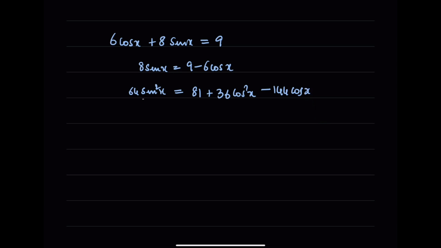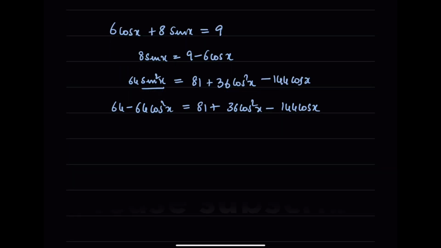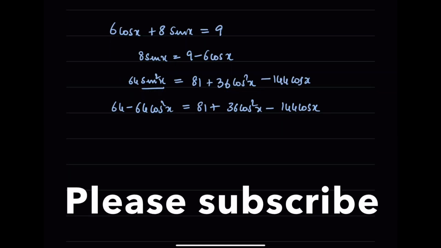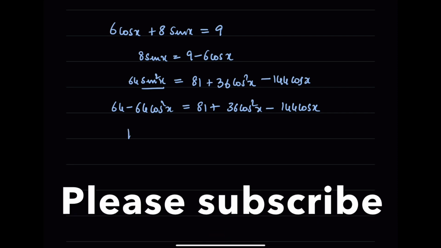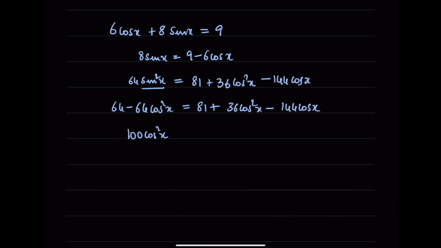Now let's replace sin square x with 1 minus cos square x. That would be 64 minus 64 cos square x is equal to 81 plus 36 cos square x minus 144 cos x. Let's simplify this. We will have 36 cos square x plus 64 cos square x, that is 100 cos square x, minus 144 cos x, then 81 minus 64 we would have plus 17 is equal to 0.